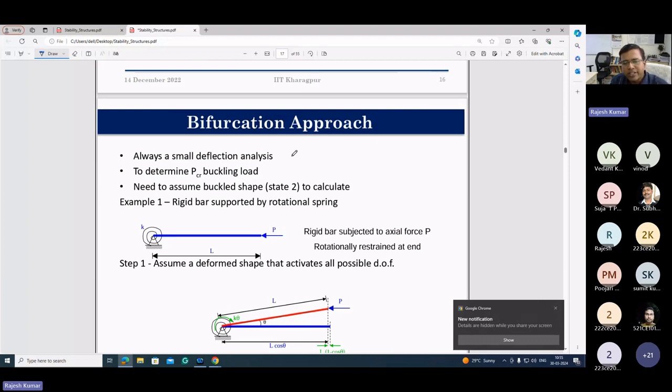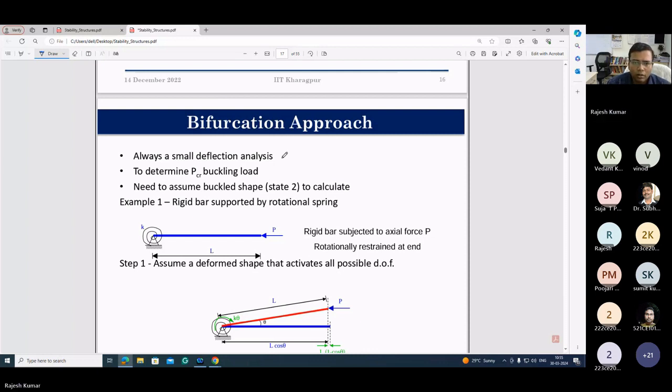So now I'm going to take a very simple example. Using the bifurcation approach, we want to solve this problem. So consider one rigid bar which is subjected to a P load here. And this rigid bar is rotationally restrained using a rotational spring. So this rigid bar is supported at one end using the rotational spring, and the other end is applied with the load. Please try to find the critical load.